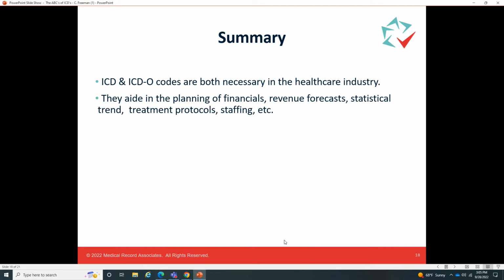In closing, ICD and ICD-O codes are both necessary in the healthcare industry. Although they aren't interchangeable, they both play an important role in shaping our future in healthcare. They aid in planning of financials, revenue forecasts, statistical trends, treatment protocols, staffing, and many, many more.